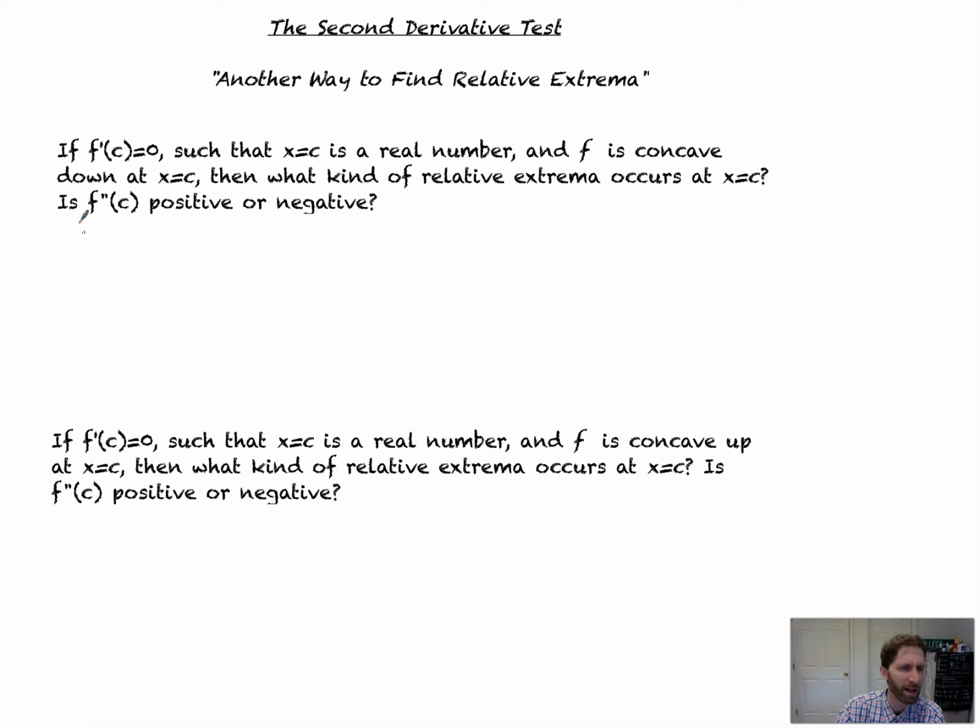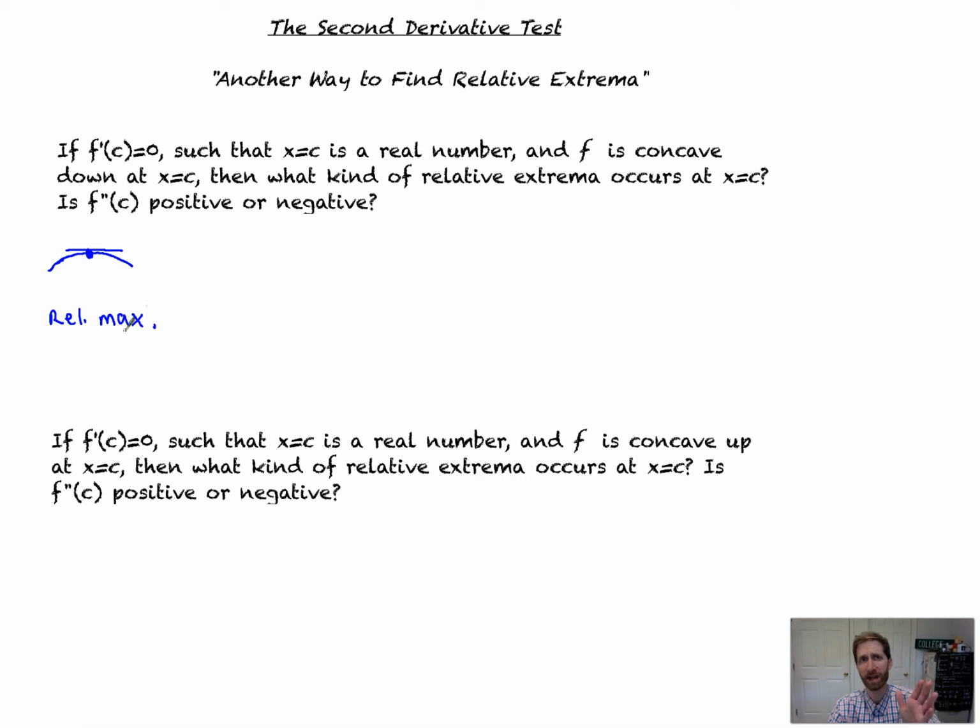All right, let's write out what that looks like. So if you've got f prime of c equals 0, that means f has some kind of horizontal tangent and you're concave down at that c value. Let's draw it right here. Then we've got a horizontal tangent line at that point at x equals c, as well as concavity facing down. What kind of relative extrema occurs at x equals c? That'd be a relative maximum, right? Just looking at the picture, just draw it out.